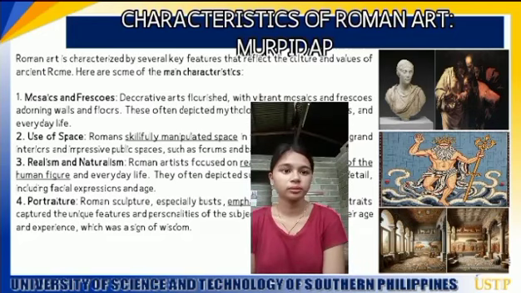Characteristics of Roman art. Mosaics and frescoes. Mosaics are artworks created by assembling small pieces of colored glass, stone, or other materials to form images or patterns. Frescoes are a technique of mural painting where water-based pigments are applied onto freshly laid wet plaster, allowing the paint to become an integral part of the wall. Mosaic art is a decoration of a surface with small, variously colored pieces of material called tesserae.